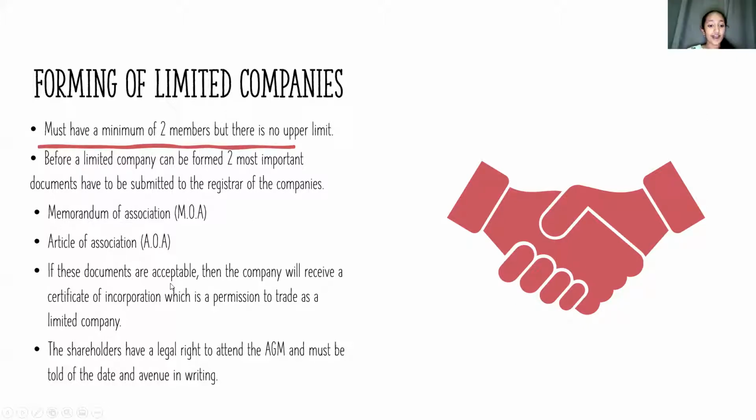If these documents are acceptable, then the company will receive a certificate of incorporation, which is a permission to trade as a limited company. The shareholders have a legal right to attend the AGM or the annual general meeting and must be told of the date and venue in writing.